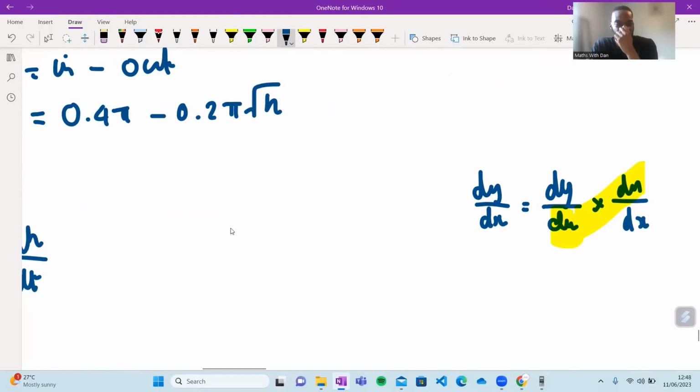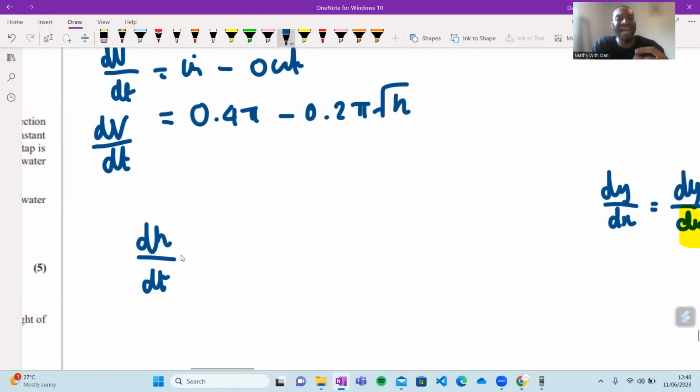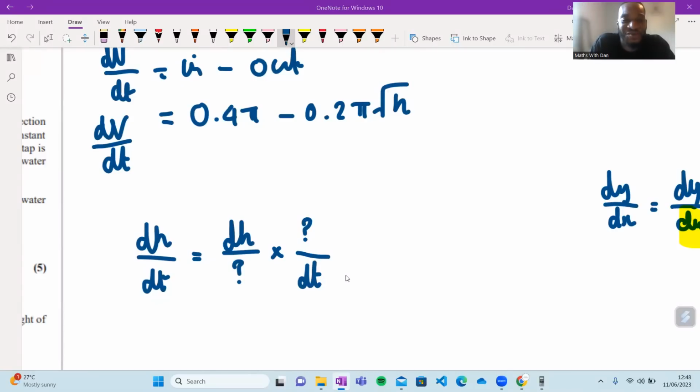So now, looking at this one, we need dh by dt. So I know for sure it's going to be dh divided by something, multiplied by that same something divided by dt, because those question marks will cancel. This is going to be dh dt. If it was my job to find dh dt, I'd be unemployed.